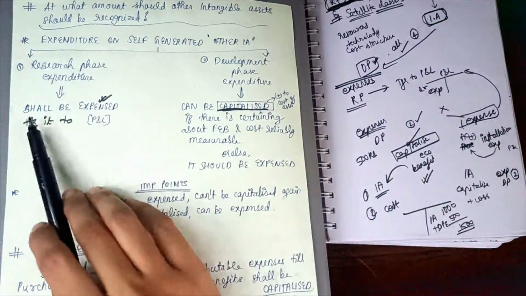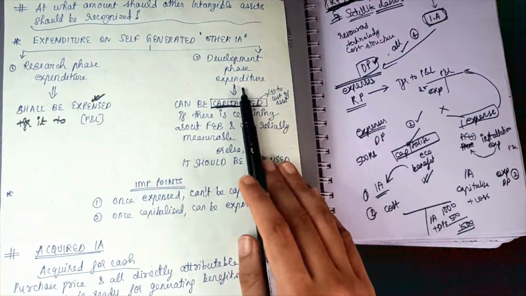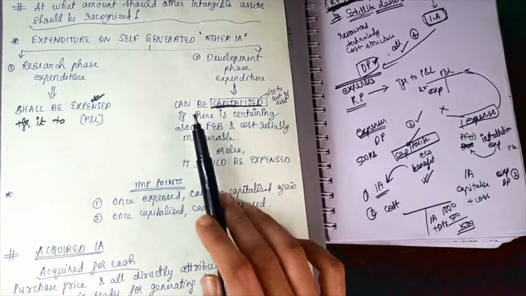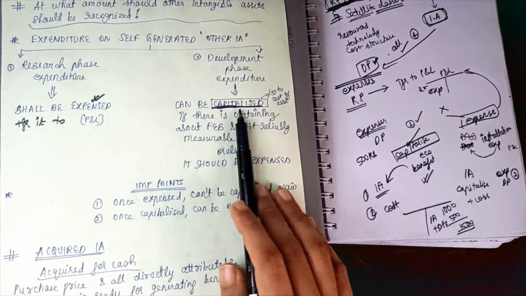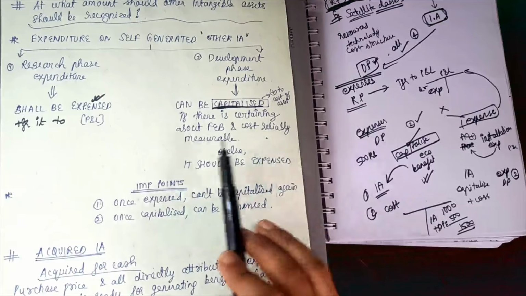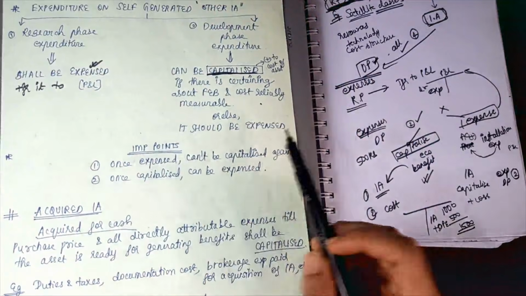Research phase expenditure shall be expensed, meaning it should be transferred to the P&L. Development phase expenditure shall be capitalized. Capitalize means to add to the cost of the asset. You will capitalize only if there is certainty about the future economic benefits and the cost can be reliably measured. Otherwise, it should be expensed.